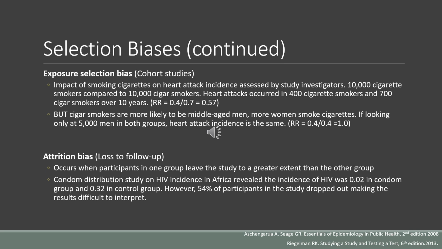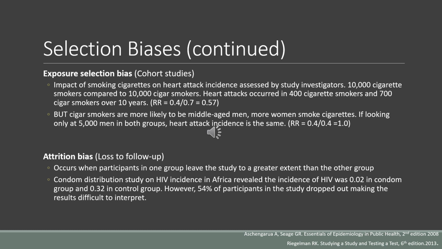Let's say we're interested in knowing the impact of smoking cigarettes on heart attack incidence. So we take 10,000 cigarette smokers compared to 10,000 cigar smokers, and we ask which type of smoking is worse for you in terms of heart attacks. Heart attacks occur in 400 cigarette smokers and 700 cigar smokers over 10 years. So the relative risk is 0.4 over 0.7, or about 0.57. So it seems like cigarette smoking is safer.